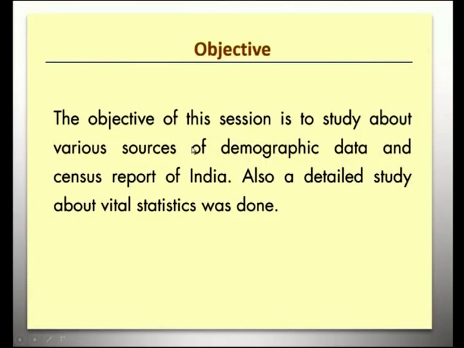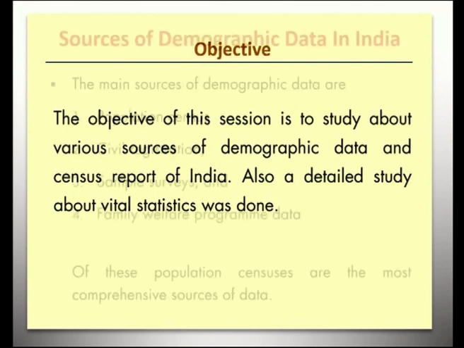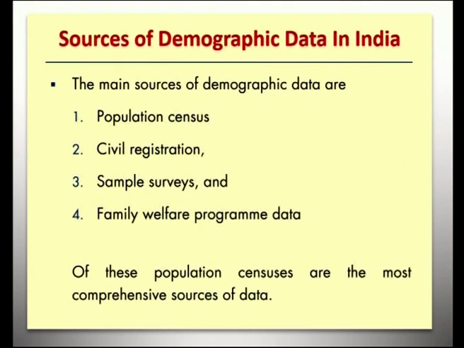So, to start with, the objective of this session is to study about various sources of demographic data and the census report of India. Also, a detailed study about vital statistics was done. When we talk about sources of demographic data in India, the main sources are population census, civil registration, sample surveys and family welfare program data. Of these, the population census is the most comprehensive source of data. So, we will study the sources of demographic data one by one.